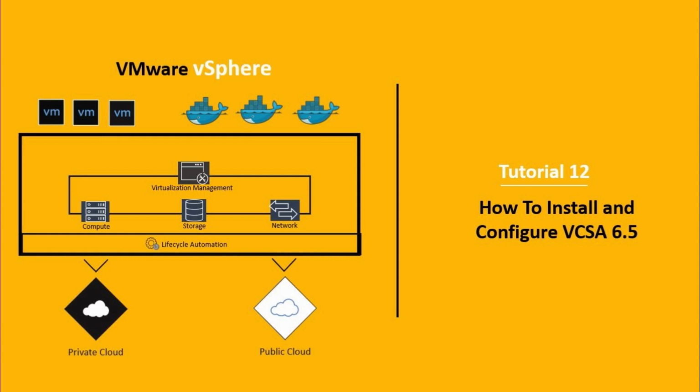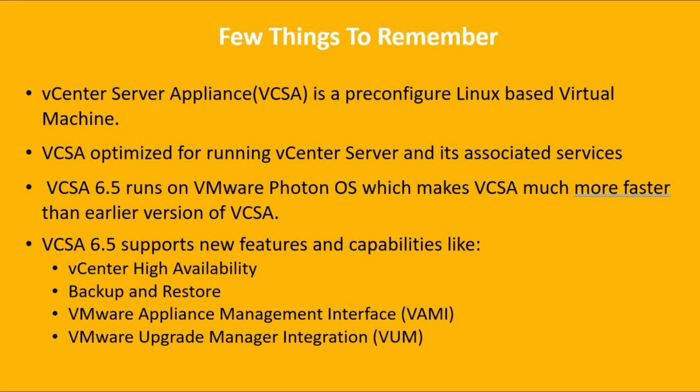In the previous lab, we discussed installation and configuration of vCenter Server for Windows. In this lab, we will be discussing installation and configuration of vCenter Server Appliance 6.5. vCenter Server Appliance, or VCSA, is a pre-configured Linux-based virtual machine which is optimized for running vCenter Server and its associated services.